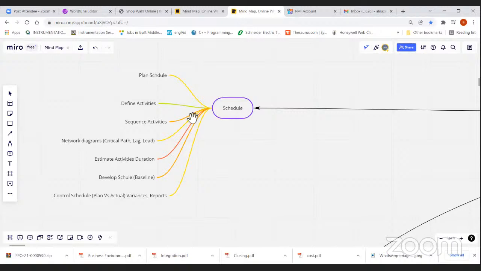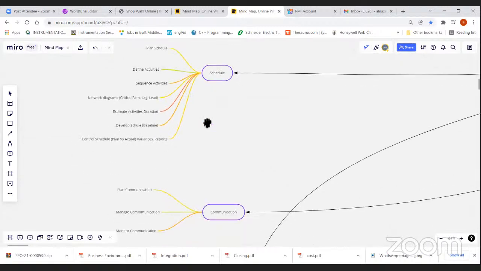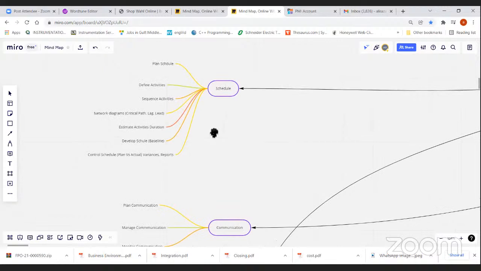From here we get a very important output called the network diagram, where we identify the critical path, leads, and lags. Based on the network diagram, we come to know how long the biggest activity is and how long it will take to complete the project from start to end. Then we estimate activity durations, develop the schedule baseline, and control the schedule. Control schedule is very important, where we do the plan versus actual variance analysis and reports.